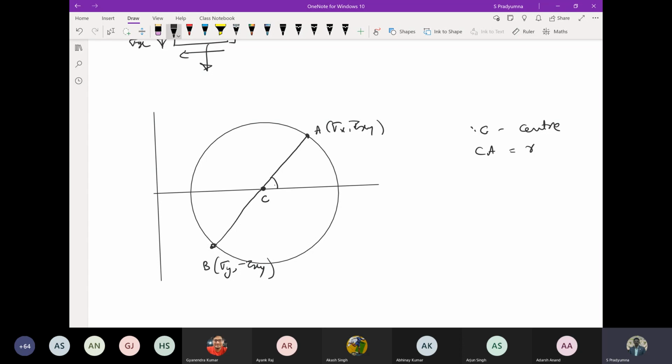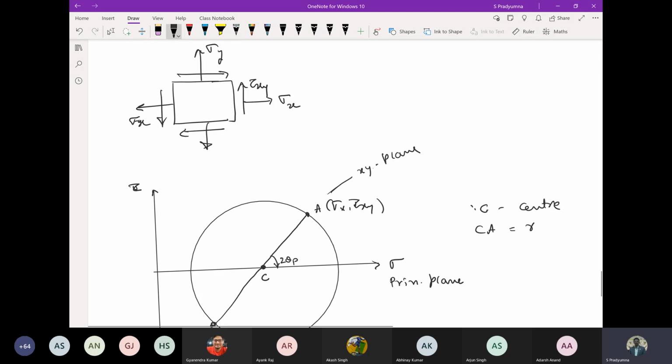So this value is my value of 2 theta p. This is actually my xy plane, and this is the sigma axis, and this is the tau axis. This is actually the principal plane. And the orientation angle from point A to the sigma axis is 2 theta p, measured in the clockwise direction, whereas in the actual problem we consider it in the reverse direction.